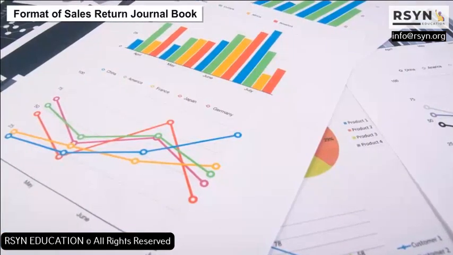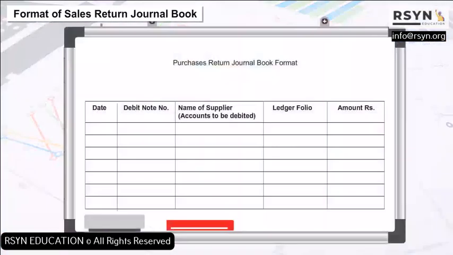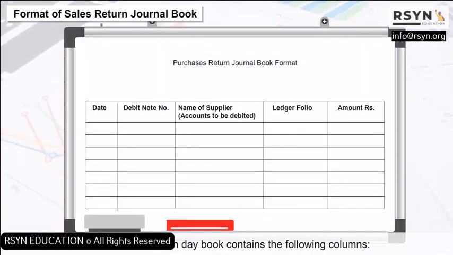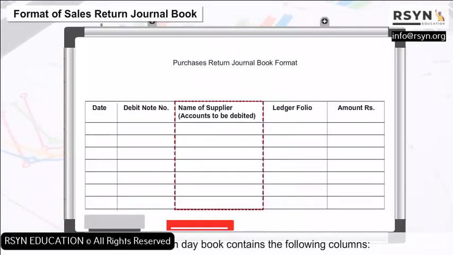Format or columns of purchases return journal book. The purchase return day book contains the following columns: 1. Date. 2. Debit note. 3. Name of supplier, account to be debited. 4. Ledger folio. 5. Amount.